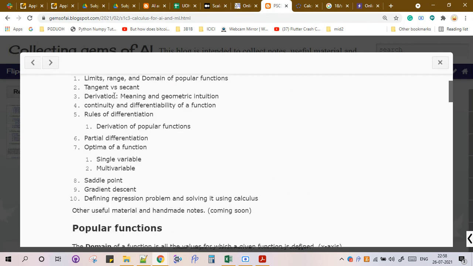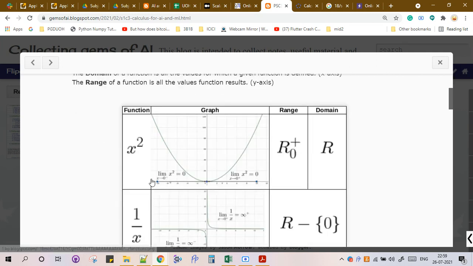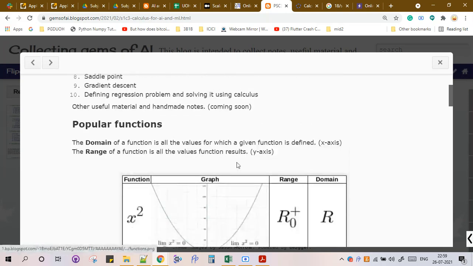Differentiation, meaning and what is the geometric intuition. Continuity and differentiability of a function, important topic. Rules of differentiation, derivatives of popular functions, like sine, cos, tan. Partial differentiation, the del part, which is used in gradient descent. And optima of a function, where if we have single variable, multivariable, minima, maxima. And we will try to define the regression problem and solve it using calculus. This is the same as what we have done in linear regression, if you remember. Okay, so let's start with popular functions.